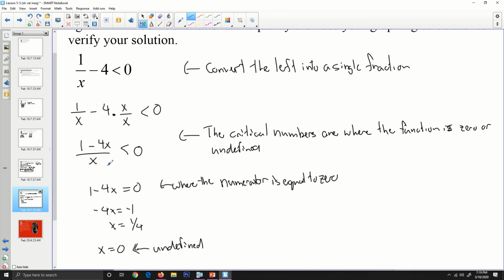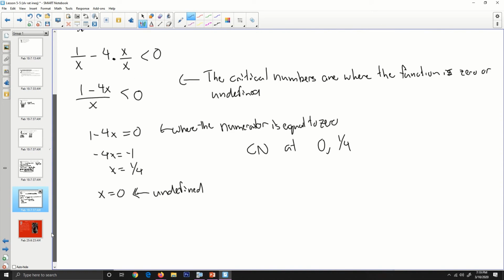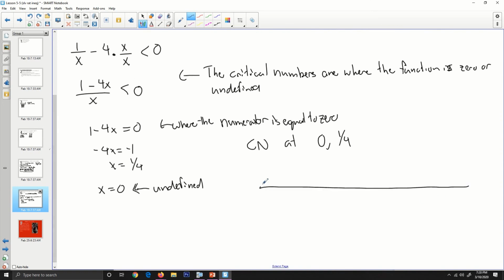All right, so when x is 0, this whole thing is undefined. I get 1/0, that's undefined. So this one has critical numbers at 0 and 1/4. Okay, so this one has, again, a number line. Have one at 0, and I'll have one at 1/4. So again, I'm going to pick a value in this interval here, and so I'm just going to pick -10.